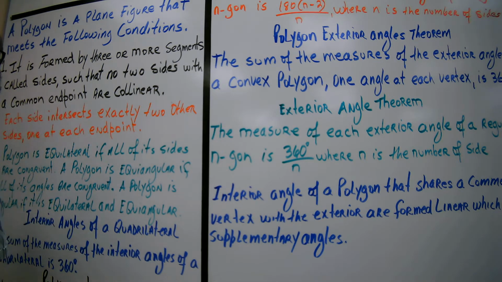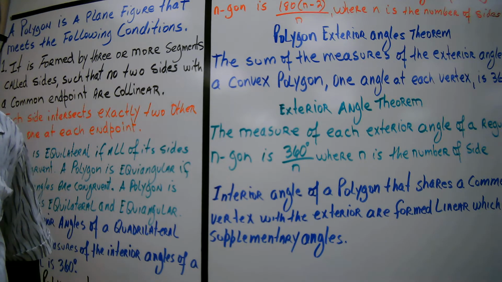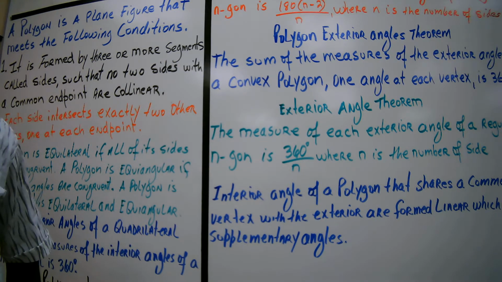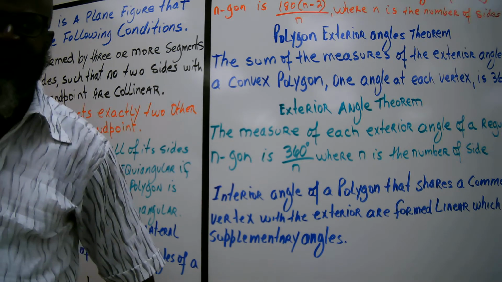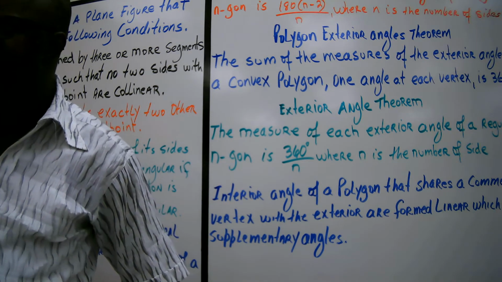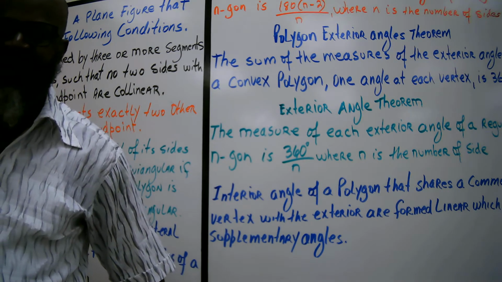Today we're going to look at polygons: interior angles in a polygon, exterior angles, and also cover regular polygons, and the difference between a regular polygon and an irregular polygon.